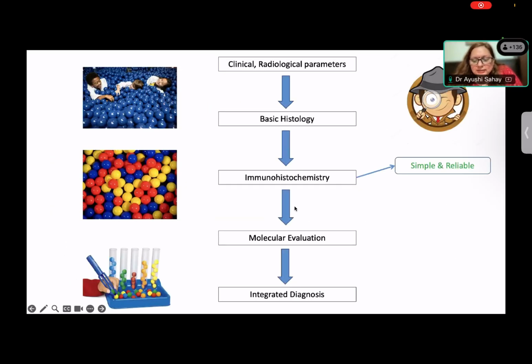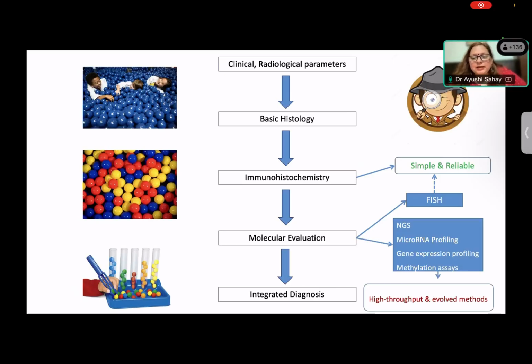So if you add all these things, including IHC, which is simple, reliable, and more easily available, and to some extent FISH, which is also available across the country in many places these days, then you'll be able to do a simple and reliable classification of medulloblastomas or most of these tumors.